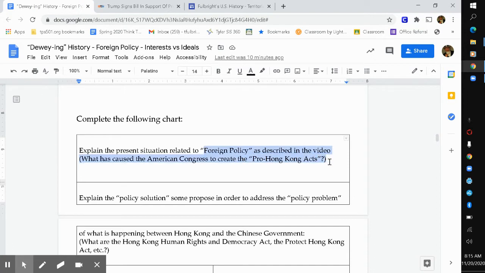We need to know first what has led Congress, America's Congress, to create these acts.